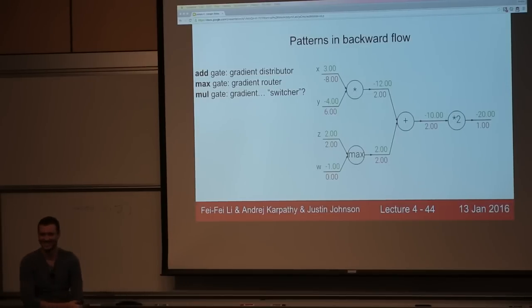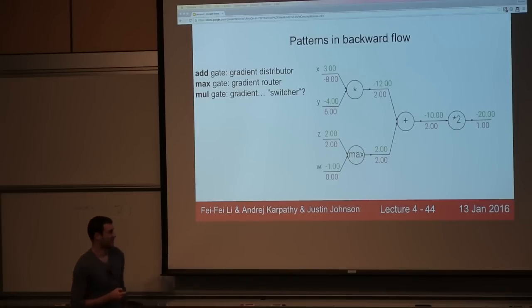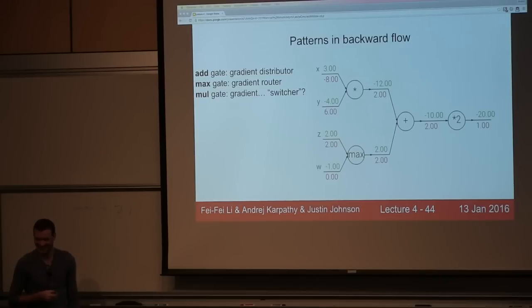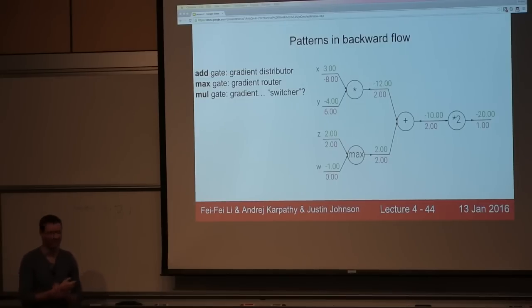Go ahead. What happens if for one of your max gates, its 2 inputs are equal? What happens to the backpropagation? So your question is what happens if the 2 inputs are equal when you go through a max gate? Probably it goes to one of them arbitrarily, whichever one you encounter. Yeah, you pick one. I don't think it's correct to distribute it to all of them. I think you'd have to pick one. But that basically never happens in actual practice.